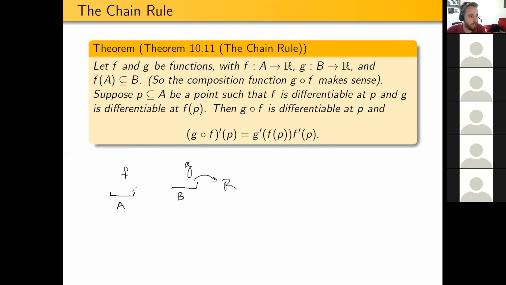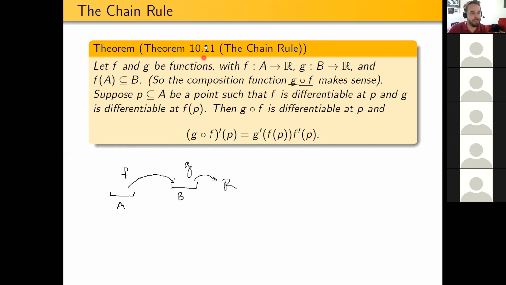So our function f maps things from A into B, and that means that we could therefore create the composition g of f, in which we take some number in A, map it using f into here, and then plug that into g to get out here.